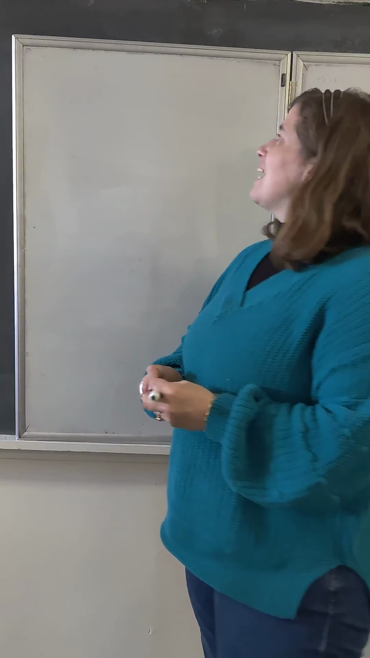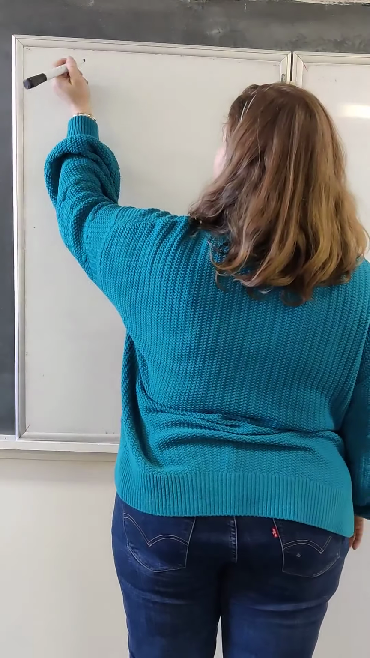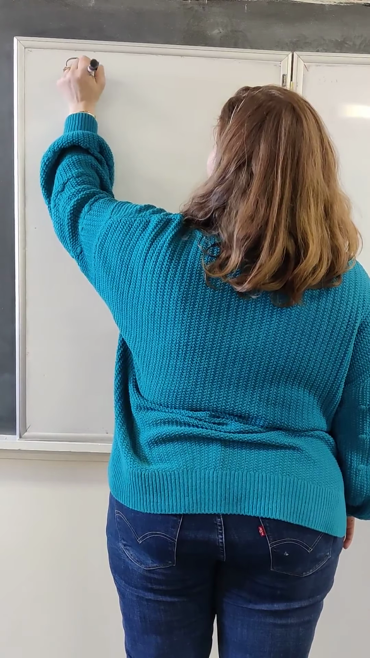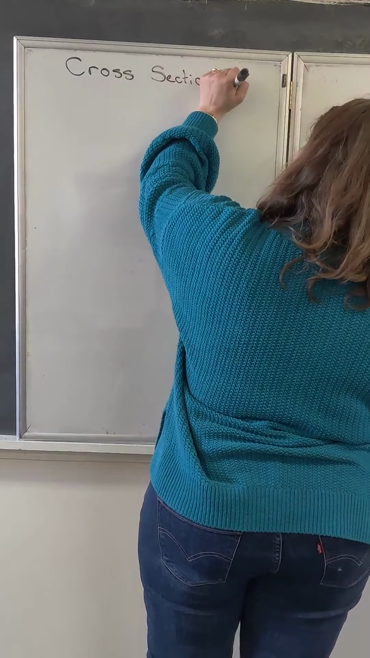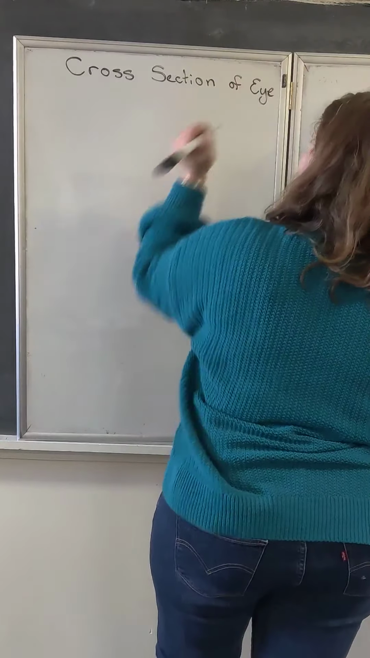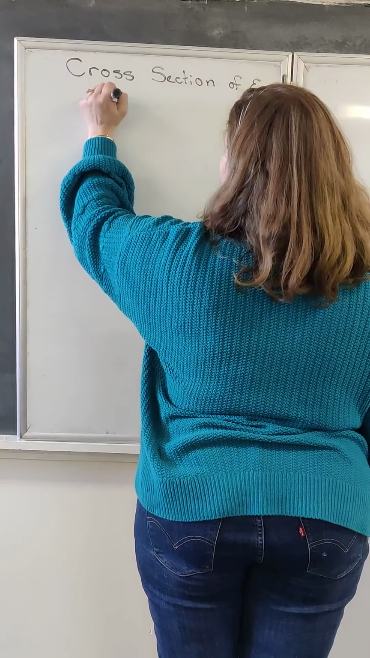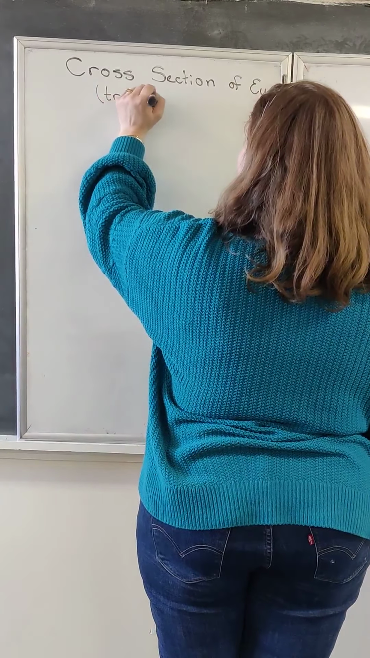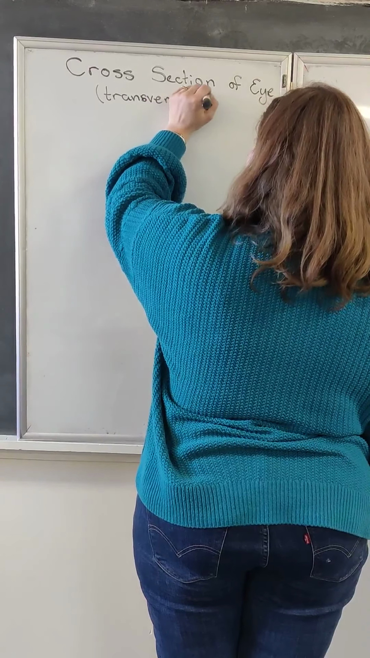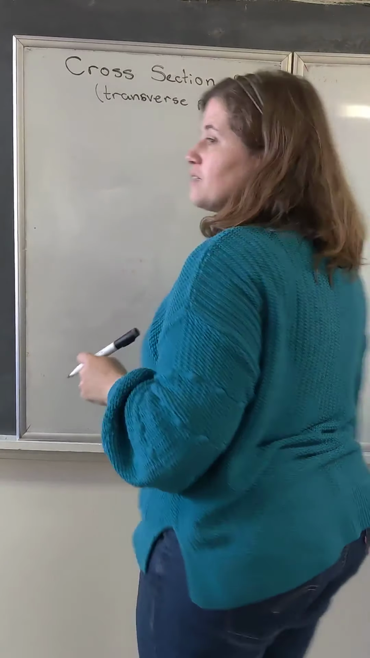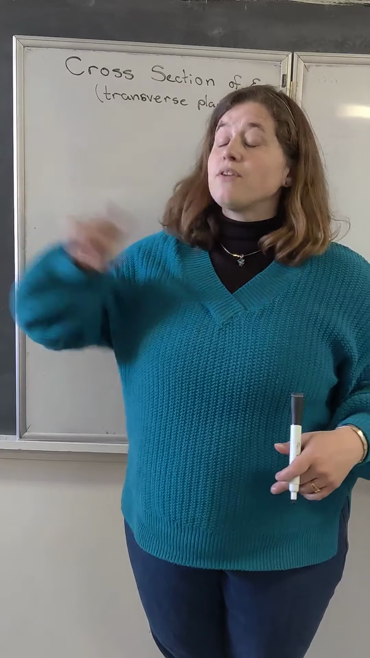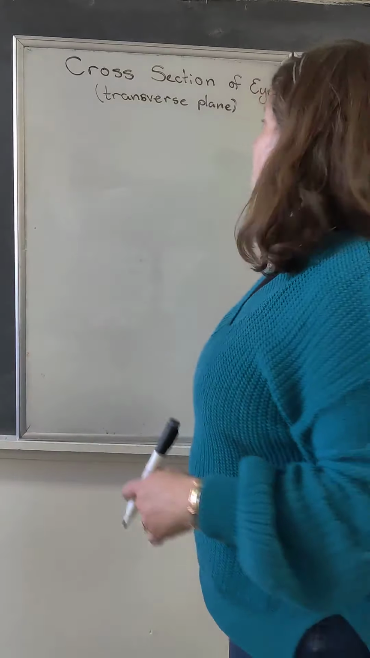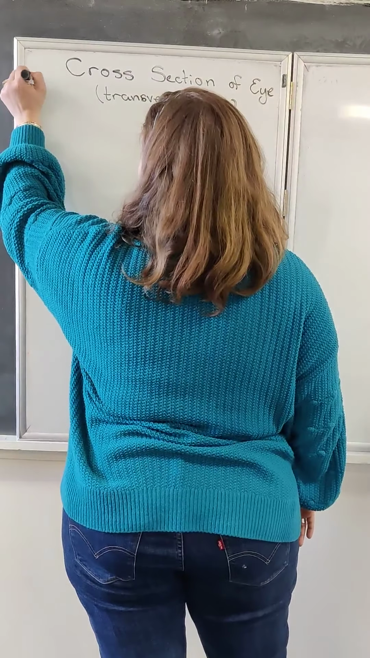I'm going to be using several colors. Okay, so remember the first thing we do up here is we are going to draw the title, cross section of the eye. And if you want to, today we'll be drawing what's called a transverse plane. Which means, if we were looking at the eyeball, we're going to draw it as though we've cut an eyeball straight through the middle this way. There's a very important reason why we're going to do that. Okay, and today's date.